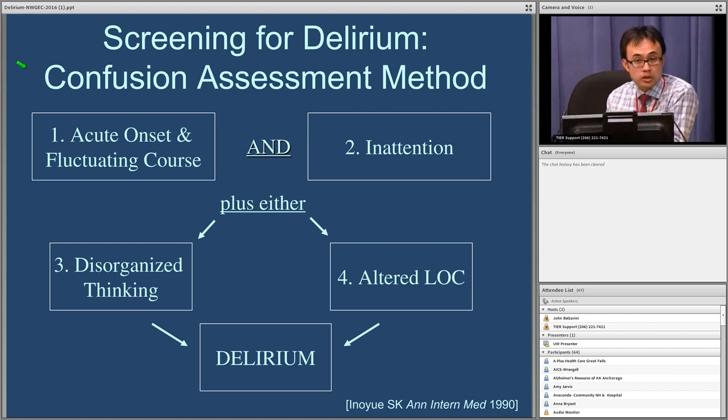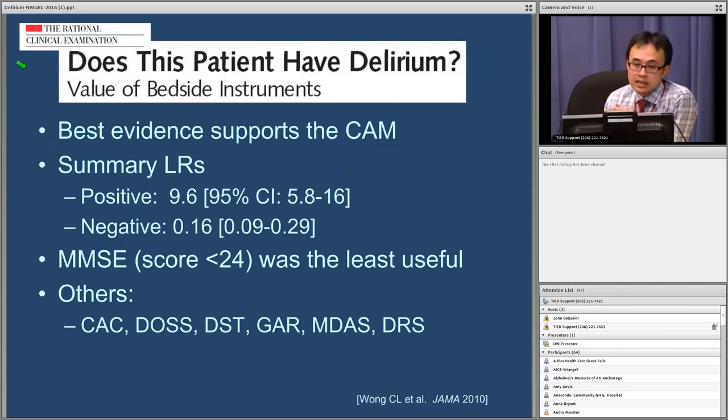Very similar to the signs and the behaviors that we talked about, it includes acute and fluctuating course. The person has to have the inattention that we had talked about, plus either 3 or 4, so either disorganized thinking or an altered level of consciousness. If you have 1 and 2, and one of the items of 3 and 4, then it's a slam dunk that this person has delirium. And by far the best evidence supports the use of CAM here.